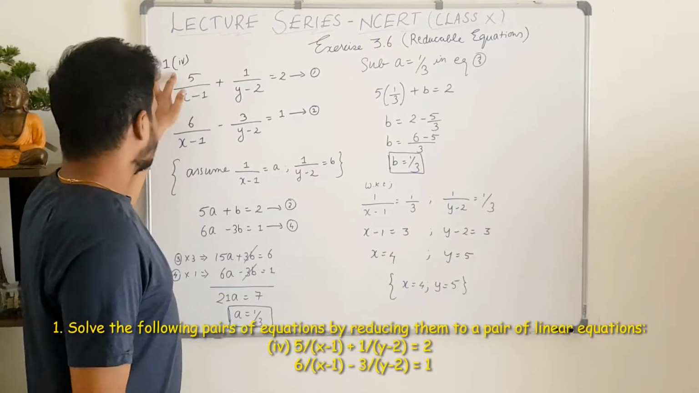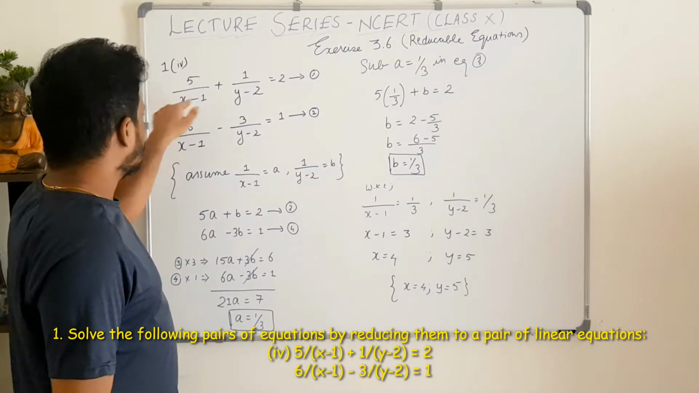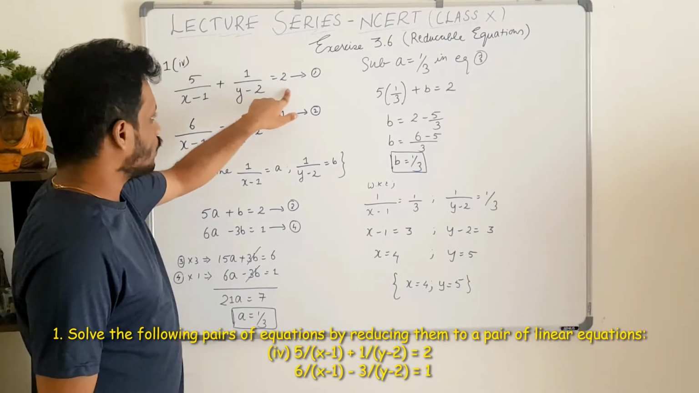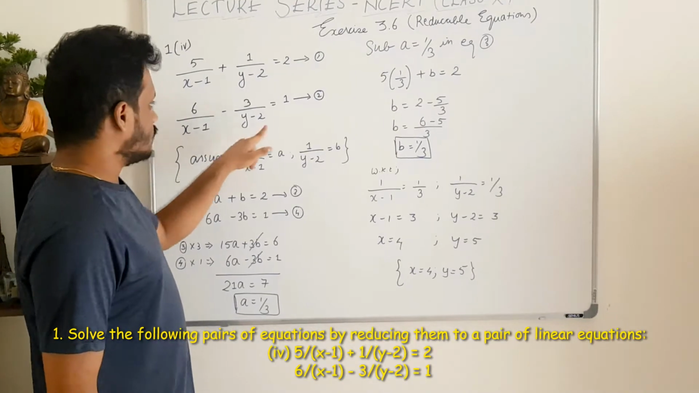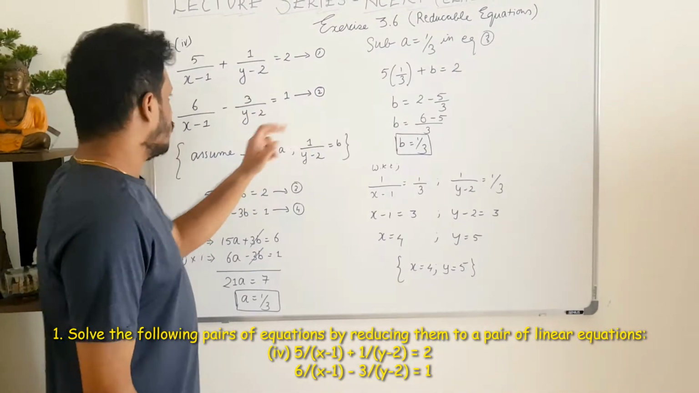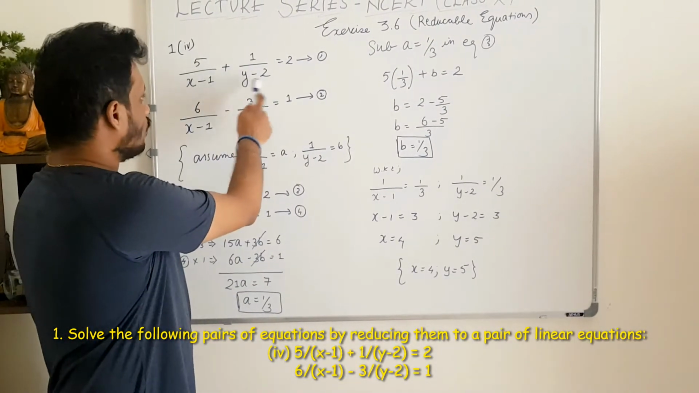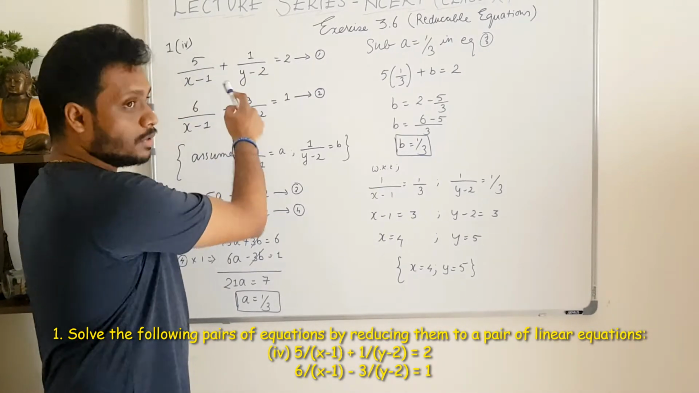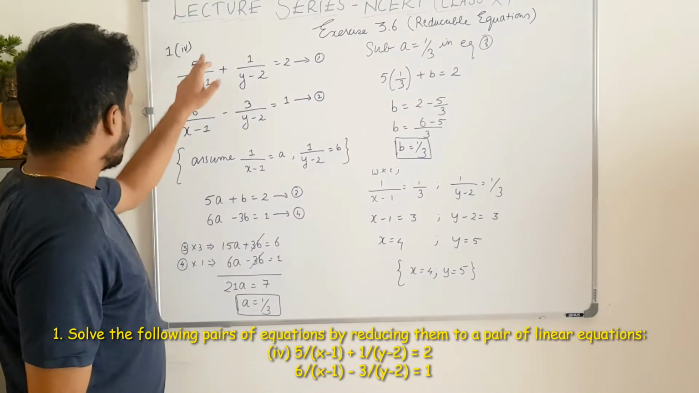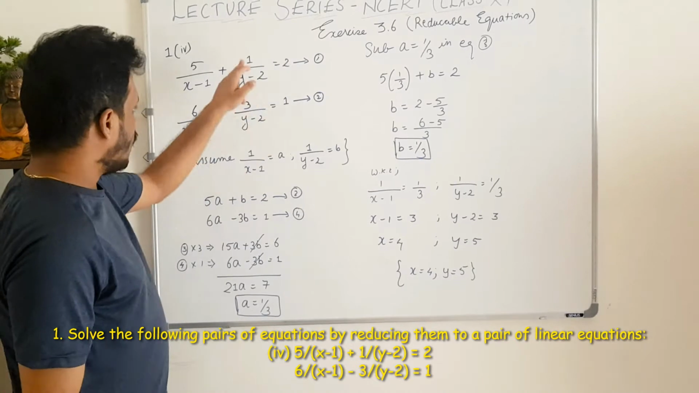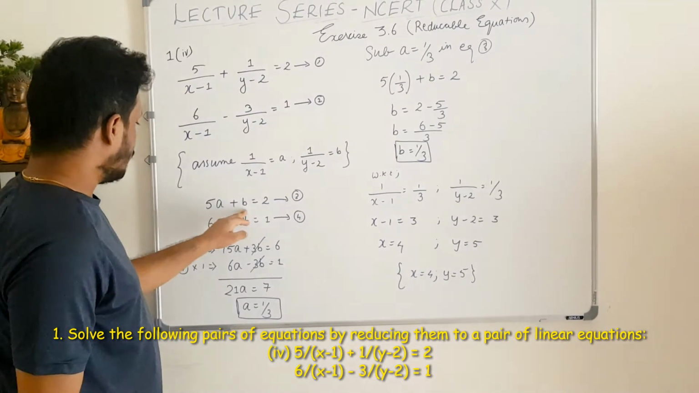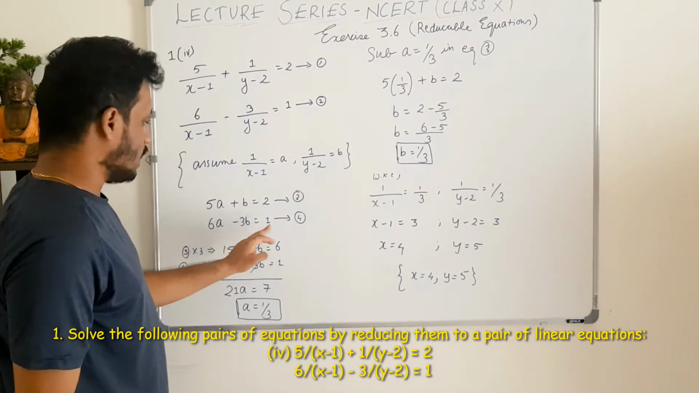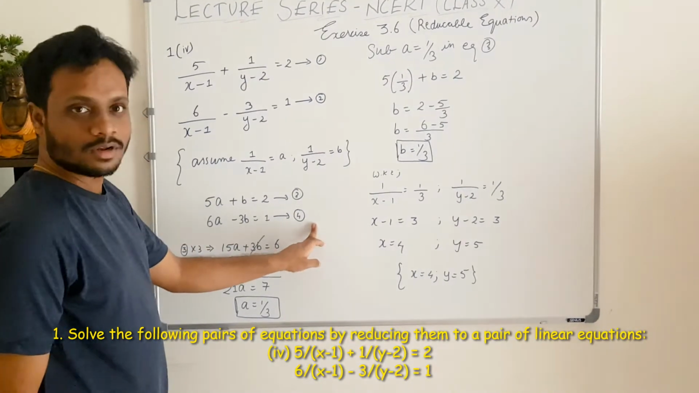The fourth subdivision, we have 5 by x minus 1 plus 1 by y minus 2 equal to 2 as the first equation, and 6 by x minus 1 minus 3 by y minus 2 equal to 1 as the second equation. So here we see that the variables are in the denominator and also it is linked with some numbers. So what we do is, we assume that 1 by x minus 1 as a and 1 by y minus 2 as b. So this equation will get modified as 5a plus b equal to 2, 6a minus 3b equal to 1. So this becomes my third equation and fourth equation.